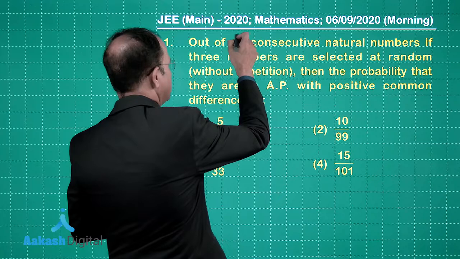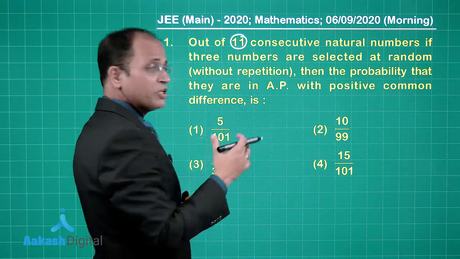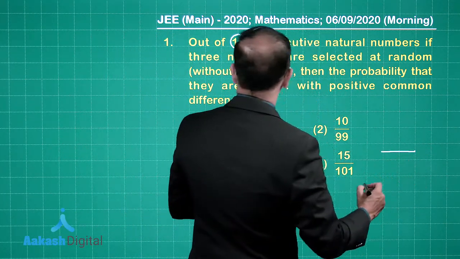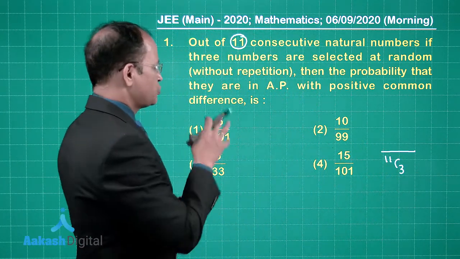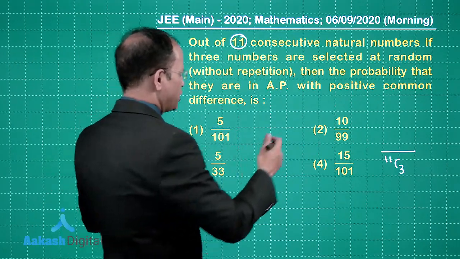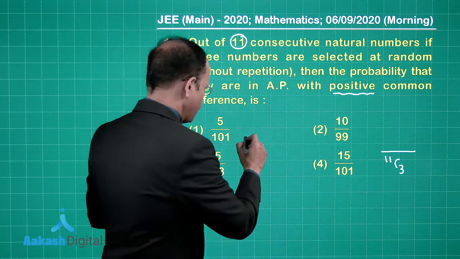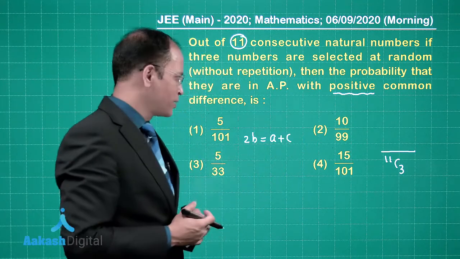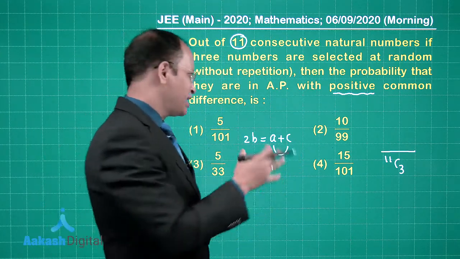So you can see here there are 11 consecutive natural numbers, and 3 numbers are to be selected. So we can write our sample space to be 11C3, and it has also been given that the 3 selected numbers are in AP, so it should have a positive common difference. This is a very, very important thing. Here one thing is very important, that 2B is equal to A plus C. Suppose A, B, C are in AP. So either A or C can be odd, or A or C can be even also.